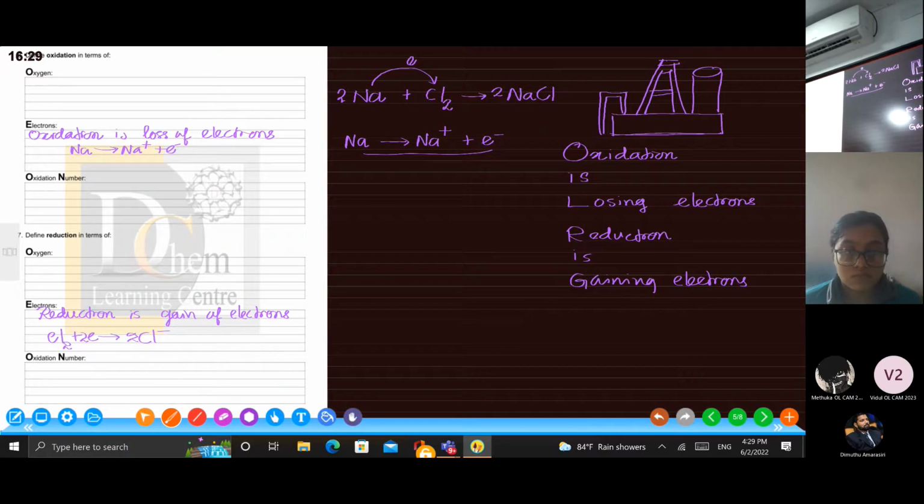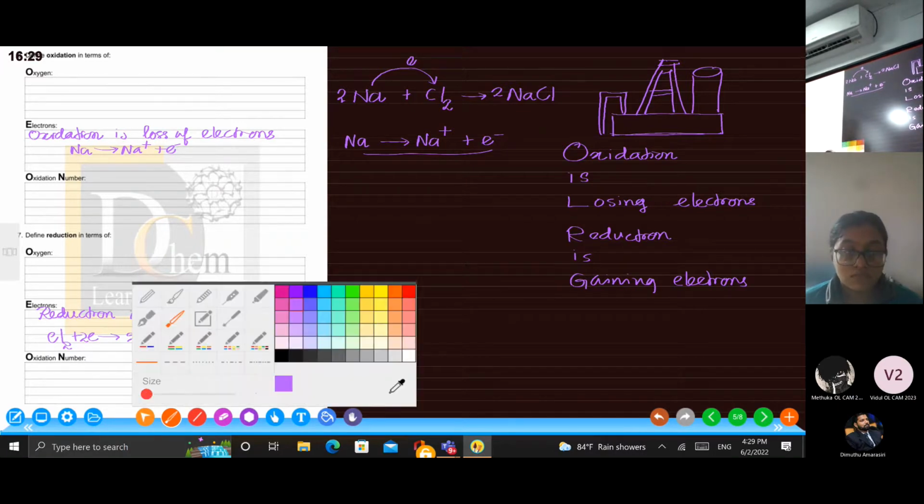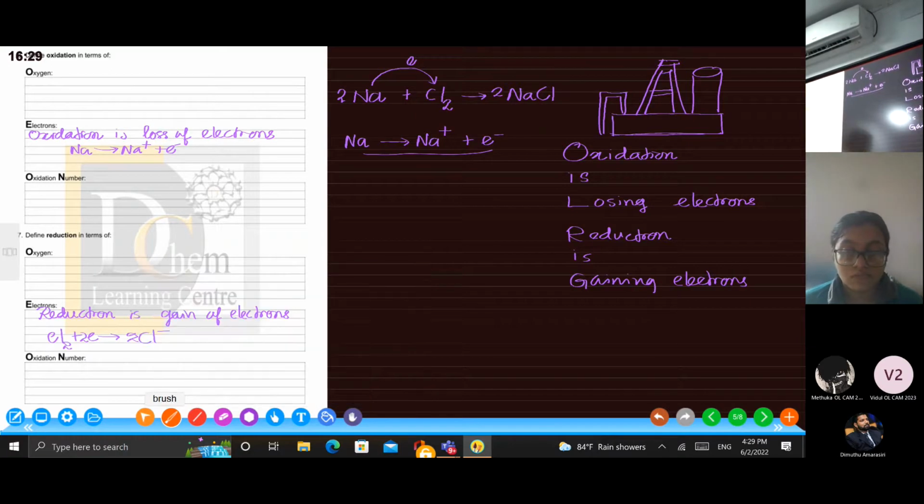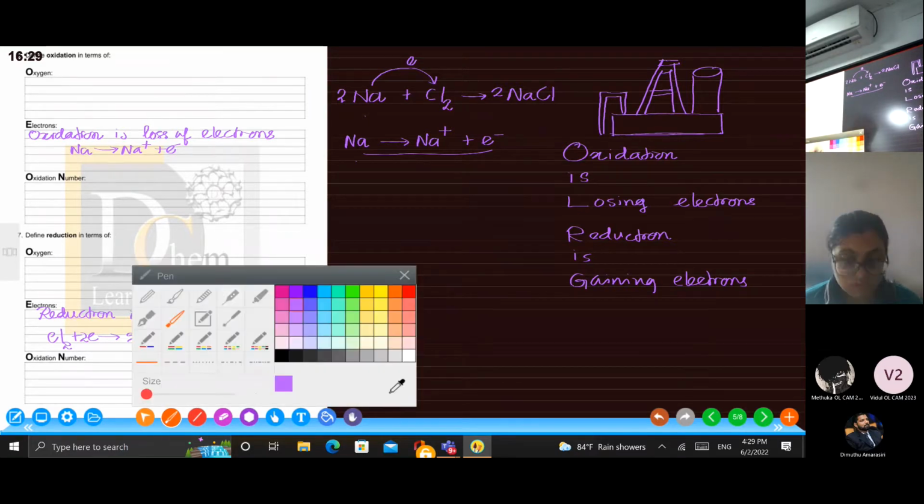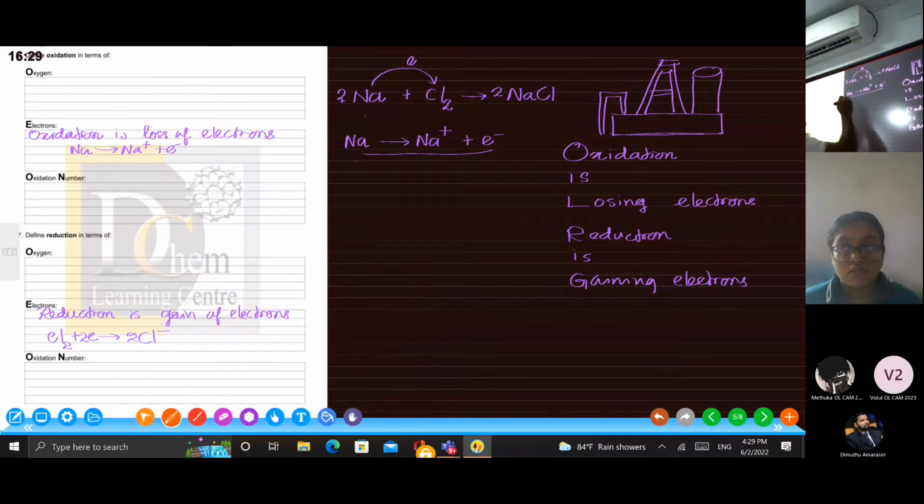Right. Have a look at the oxidation numbers. Let the flow of the class move properly. So here, sodium's oxidation number? Come on. It's in element form, so 0.